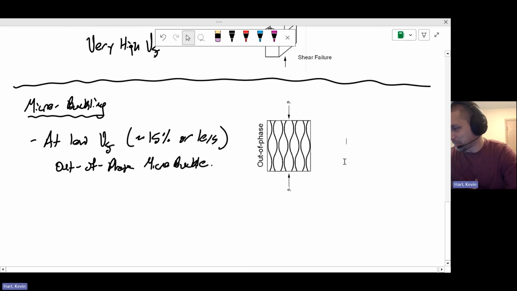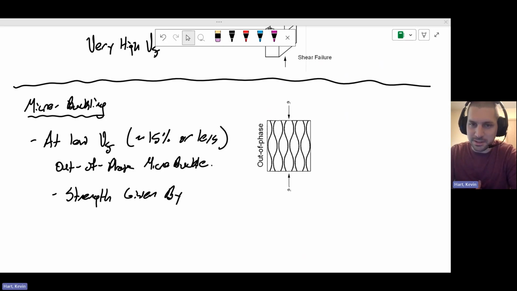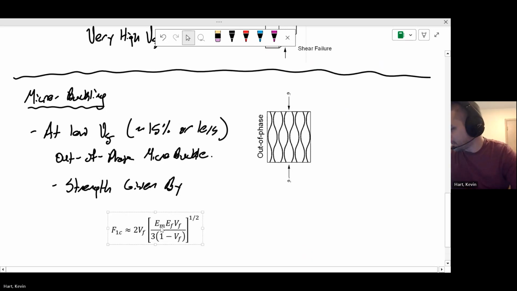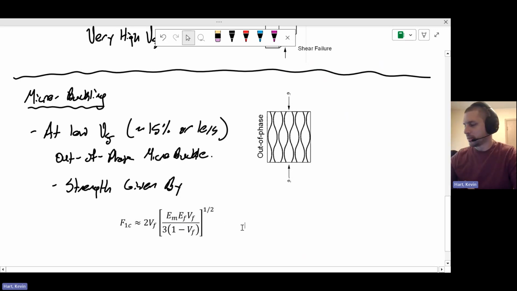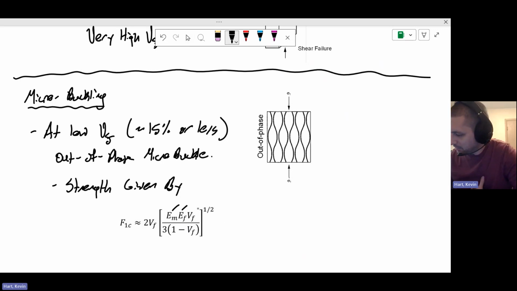And in this case, I'll just put the equation of how the strength is predicted. It's easier to just copy it from the notes because it's going to be cleaner. This equation here. It's 2 times the volume fraction multiplied by the square root of the elastic modulus of the matrix, elastic modulus of the fiber, volume fraction of the fiber, over 3 times 1 minus VF, or what you might call VM, right? Volume fraction of the matrix. All right, so that's what we got going on here.